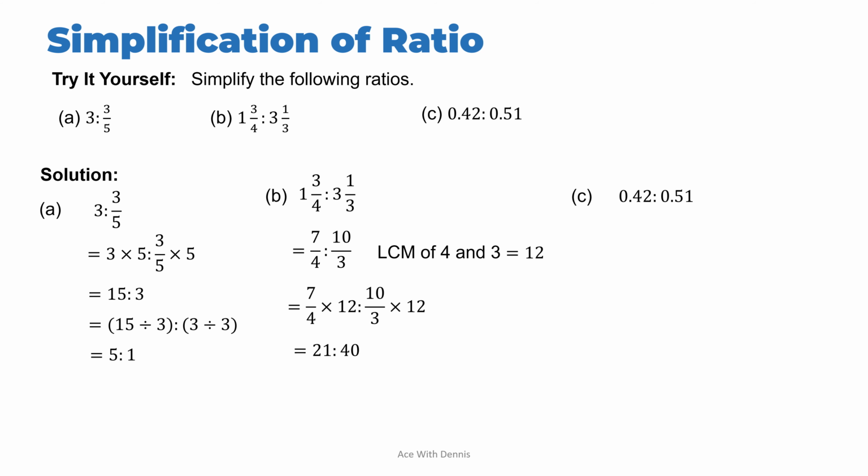For C, since both quantities are decimal numbers, we can change them to fractions, which becomes 42 over 100 to 51 over 100. And the ratio becomes 42 to 51. We can further simplify this ratio by dividing both quantities by 3 and we get 14 to 17.